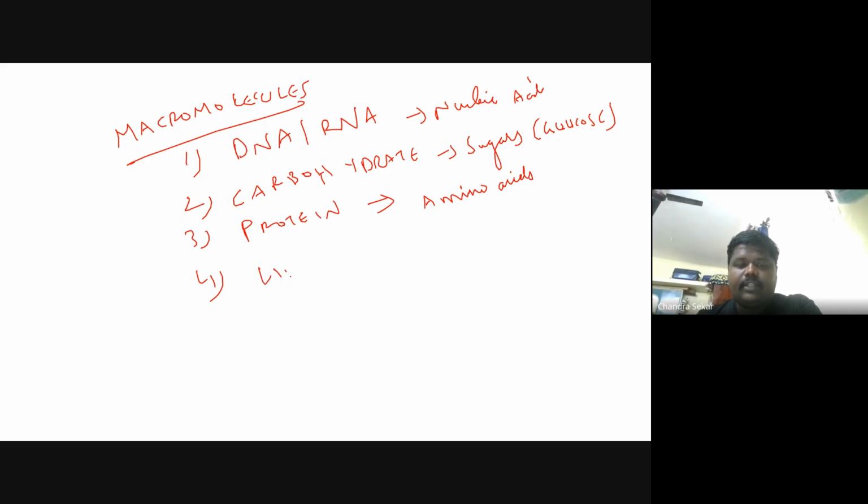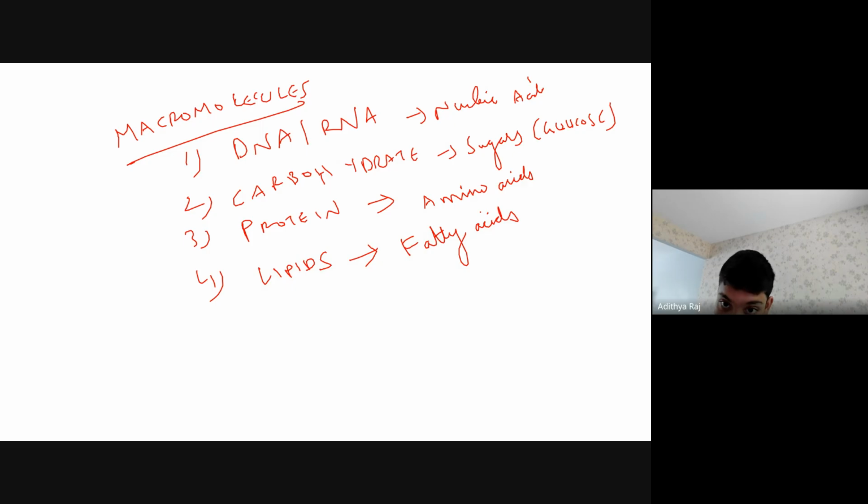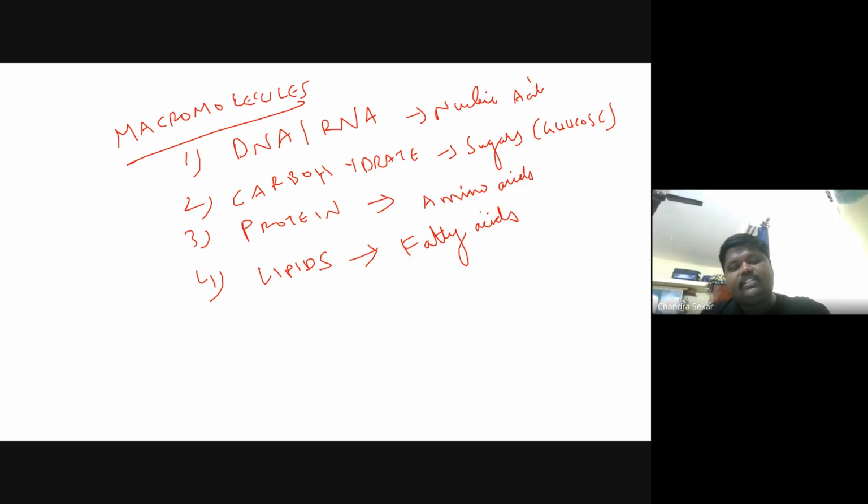The fourth important thing is called lipids. Lipids are the technical term for fatty acids. So this is different. This is not a protein. Lipid is different from protein.